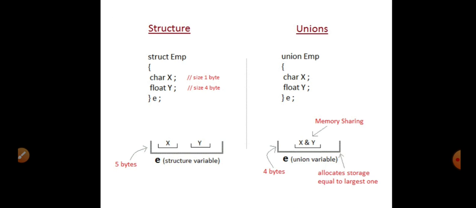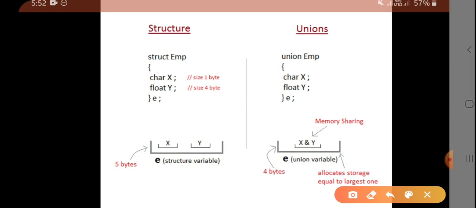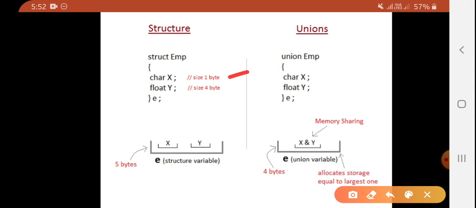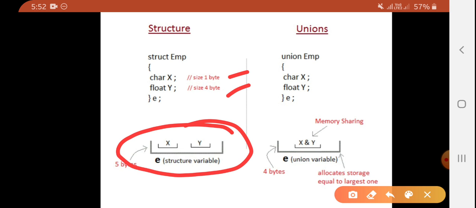So just differentiate structure and union. Here, one is a structure, second is a union. Both have the same variables x and y. One is a character, second is a float. And we have created one variable e of type structure. So in a structure, the size of the character is 1 byte, the size of the float is 4 bytes, so 5 bytes will be allocated. Okay, so x contains memory storage of 1 byte, y contains the memory storage of 4 bytes.